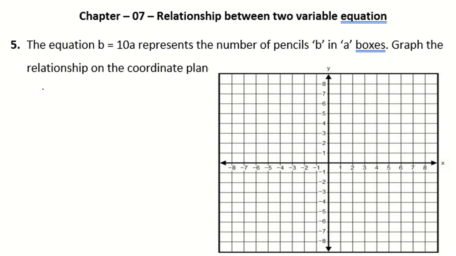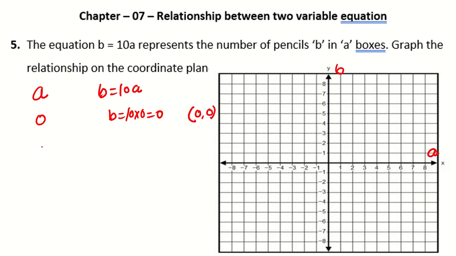Two numbers are there. So write here A, write here B. B means 10A. Okay. So if value of A is 0, then value of B will be what? 10 multiply 0 means 0. So what will be the point? 0 and 0, because value A represents on x-axis and value B is represented on y-axis.